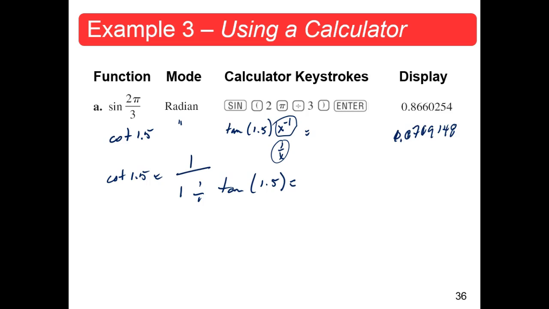Number 2, a function f is blank when there exists a positive real number c such that f of t plus c is the same as f of t for all t's in the domain of f. What is that called? Periodic, exactly. Number 3, the smallest c for which a function is periodic is the blank of f, the period of f, okay? A function f is blank when f of minus t is equal to minus f of t. Say again?